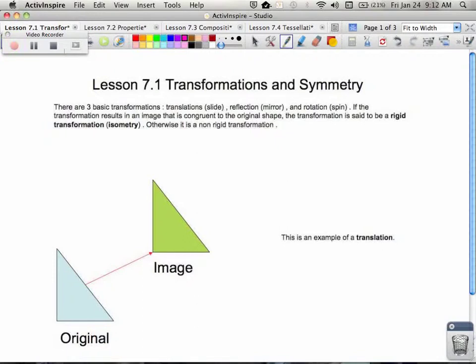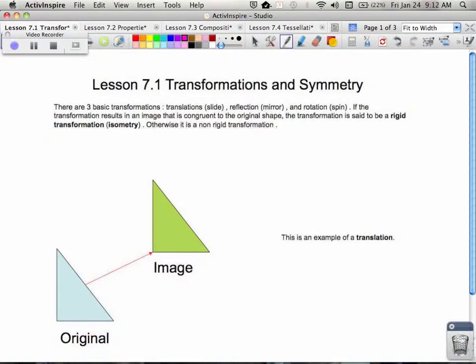If the transformation results in an image that's congruent to the original, then that transformation is said to be a rigid transformation. That's called isometry. Otherwise, we call it a non-rigid transformation.